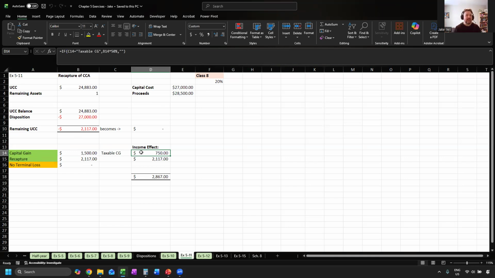So the income effect is we will add a total of $2,867 to our income. 2,117 of it comes from our UCC recapture. 750 comes from our capital gain from selling it for more than we paid for it.